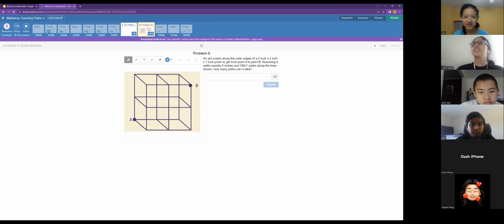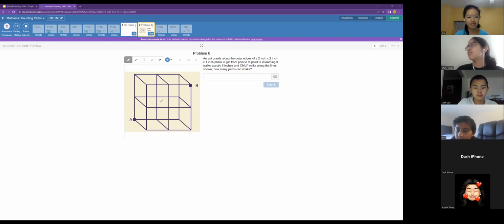Now, one important thing to note is that there is no line here. This line does not exist. So remember that. It purposefully does not exist because the ant is crawling along the outer edges of a 2 by 2 by 1 inch prism.